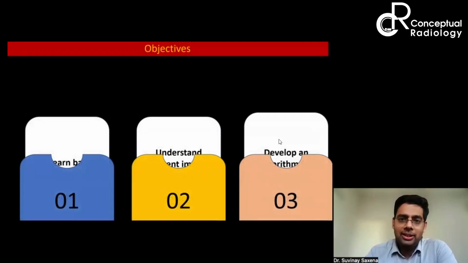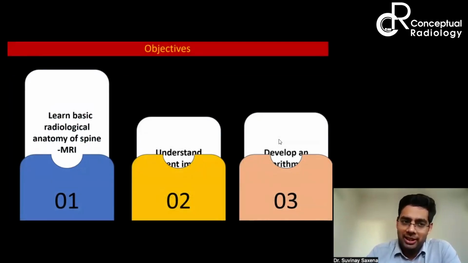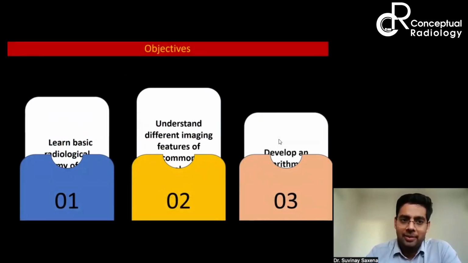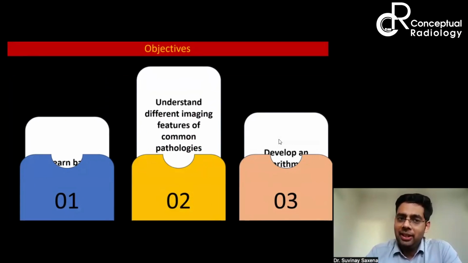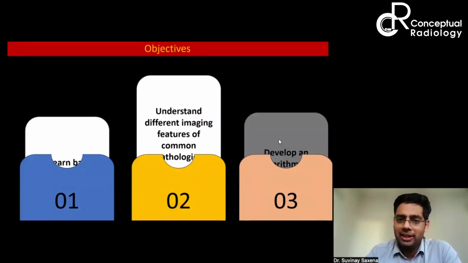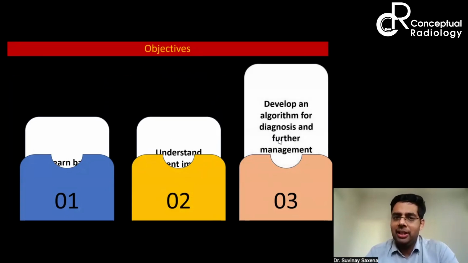So what we are going to do is to learn about the basic radiological anatomy of spine MRI today and understand different imaging features of common pathologies. Today, primarily, we are going to deal with degeneration. And eventually, our goal would be to develop an algorithm for diagnosis and further management.